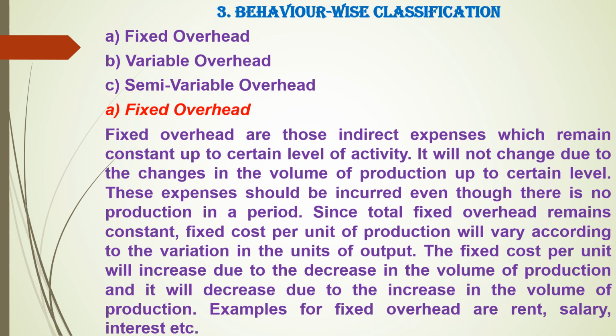Since total fixed overhead remains constant, fixed cost per unit of production will vary according to the variation in the units of output. The fixed cost per unit will increase due to the decrease in the volume of production and it will decrease due to the increase in the volume of production. Examples for fixed overhead are rent, salary, interest, etc.